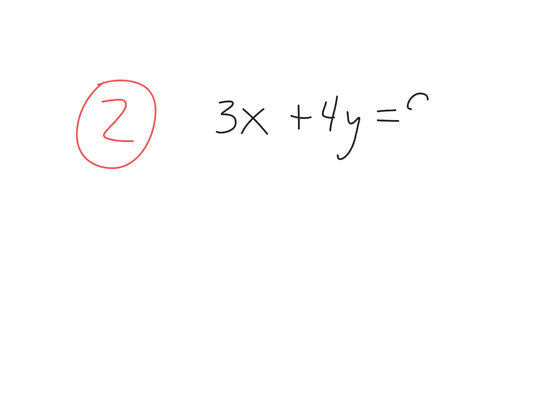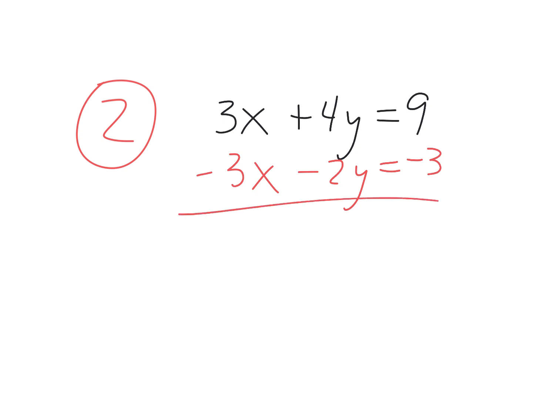Well, actually, the second one. Read me the second one. You found it. Just read it to me. 3x plus 4y equals 9. Negative 3x minus 2y equals negative 3. Equals what? Negative 3. Okay. Would you agree that adding straight down these just cancel?